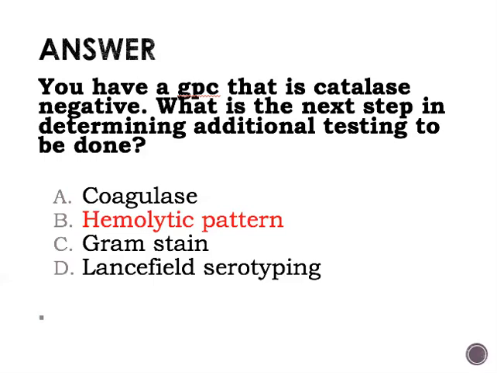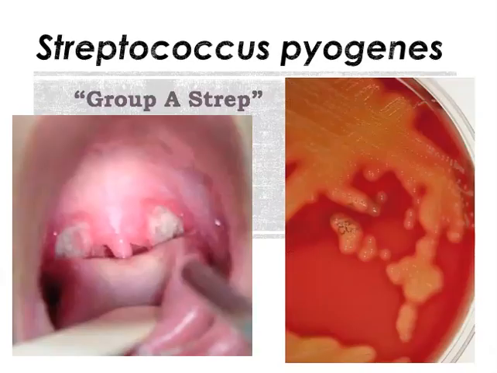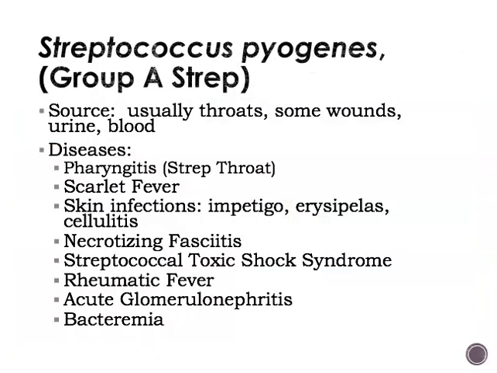Okay, so now we're going to get more into the different species of streps. The first one that we're going to talk about is strep pyogenes, which is also known as group A strep, the causative agent of strep throat. Specimen sources that you could find this isolate from are throats, some wounds, urine, although in my 14 or 15 years in the lab, I've only seen it recovered in urine one time, and blood.